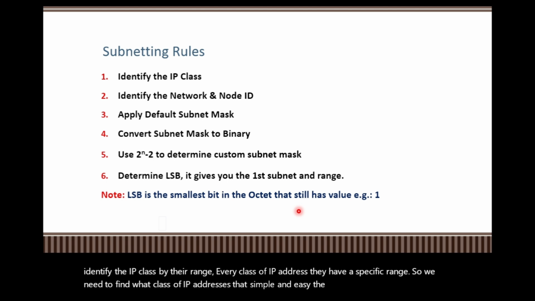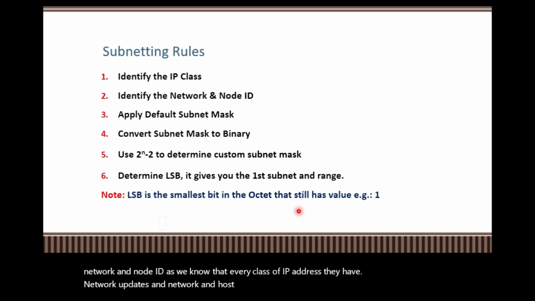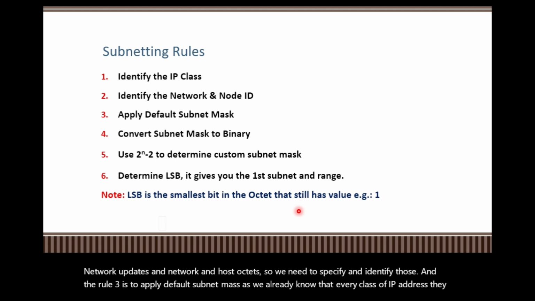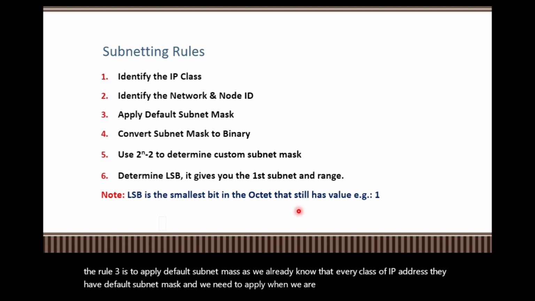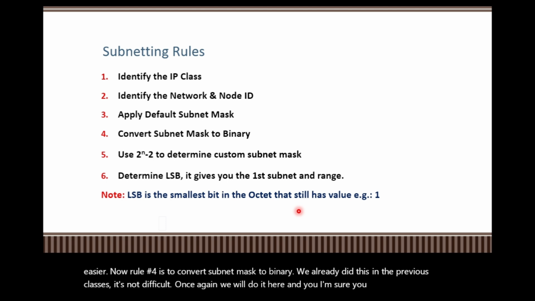The second rule is to identify the network and node ID. As we know, every class of IP address has specific network octets and host octets, so we need to specify and identify those. Rule 3 is to apply the default subnet mask. As we already know, every class of IP address has a default subnet mask, and we need to apply it when we are doing subnetting to make our life easier. Rule number 4 is to convert the subnet mask to binary. We already did this in the previous classes. It's not difficult. Once again, we will do it here, and I'm sure you will easily understand it.